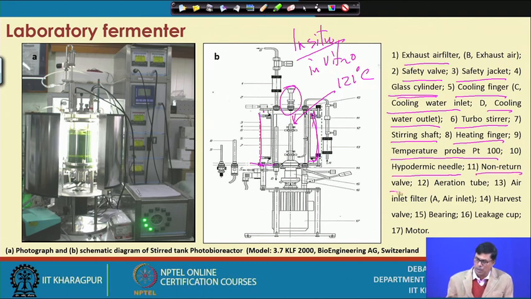The non-return valve, this is very important, because the non-return valve which is located here, you can see why the non-return valve is required here. Non-return valve means a valve that looks like this. So here it is like this, it can go in one direction, it cannot come in the other direction.